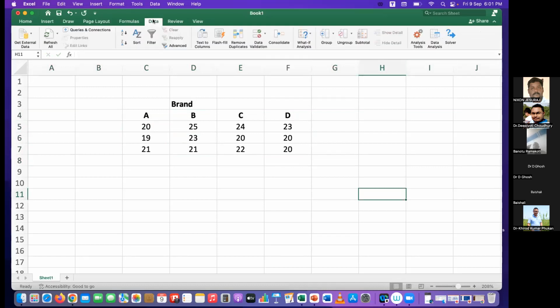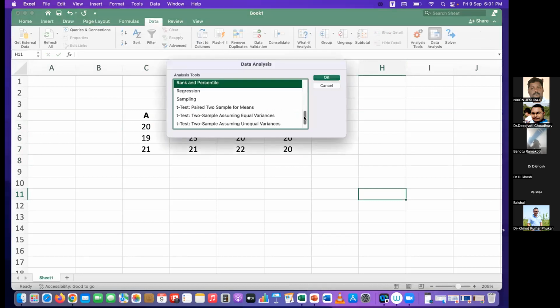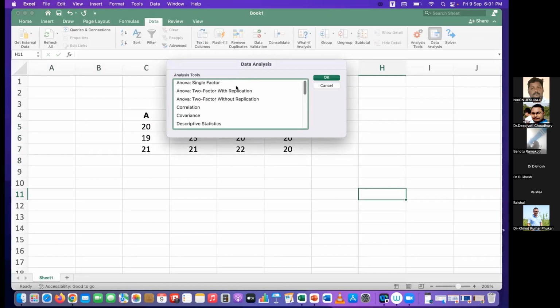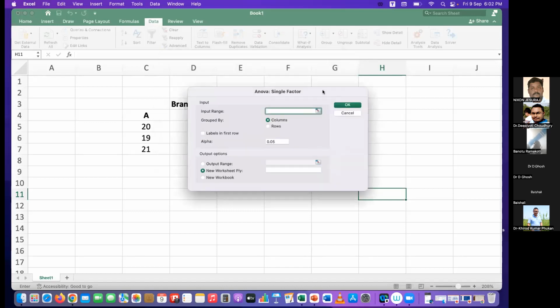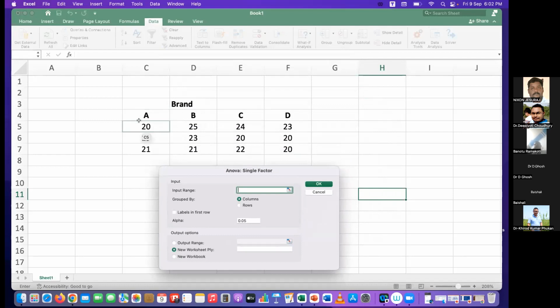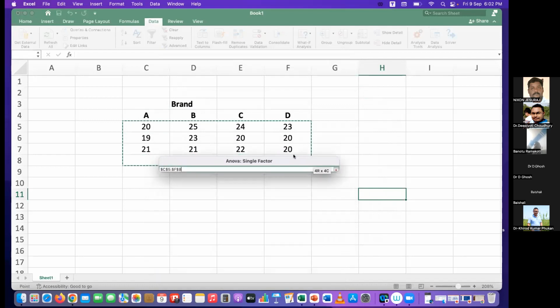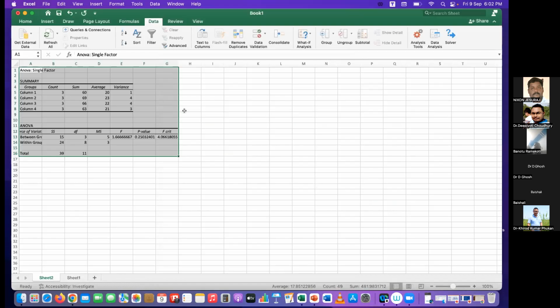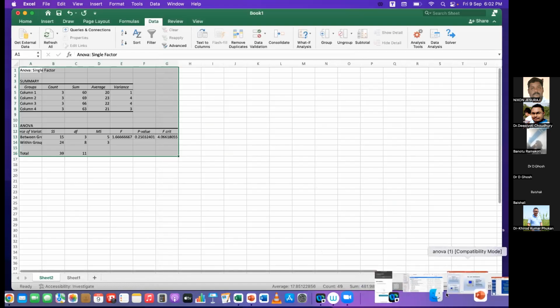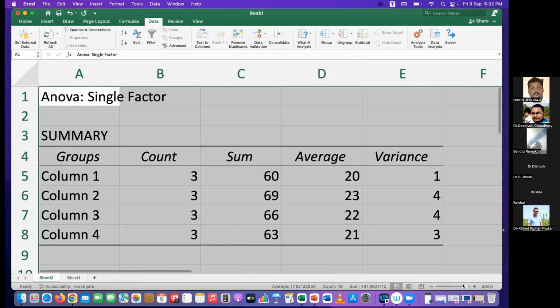So let me go to the data, and here the data analysis part, and there are so many techniques: ANOVA, single factor, 2 factor, with replication and without replication. Let me just go through the observations here. So here we would like to see the observation input range. We have given the input range here, and a 5% level of significance. We would like to check the observation here.